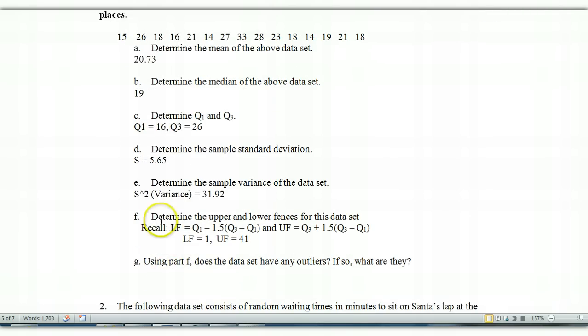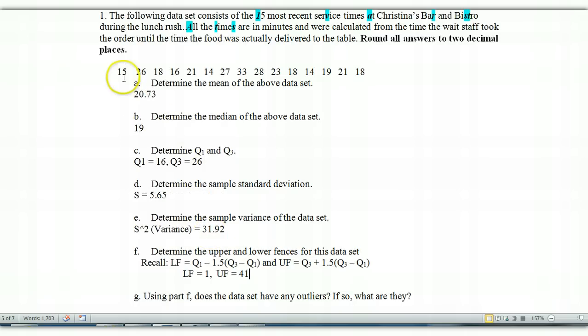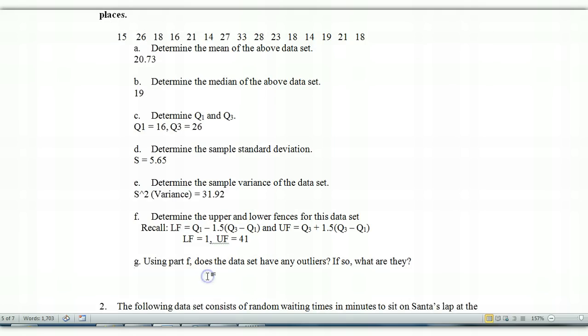Using part F, does the data set have any outliers? Outliers are anything lower than 1 or anything above 41 according to the definition. An outlier is defined to be anything above the upper fence or below the lower fence. Go back to your data set. The biggest number we have is 33. That's below 41. The smallest number we have is 14, and that's above 1. So we don't have any outliers.